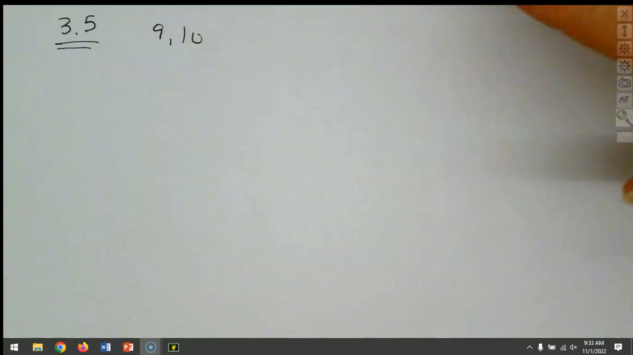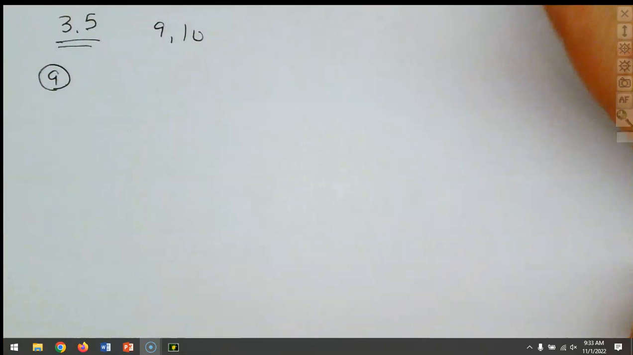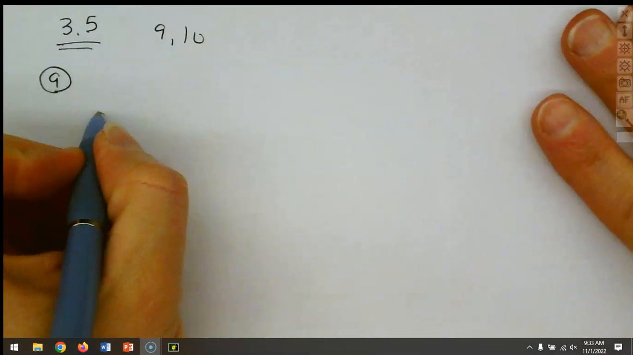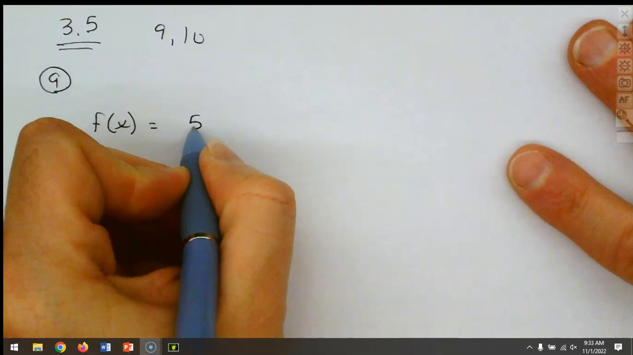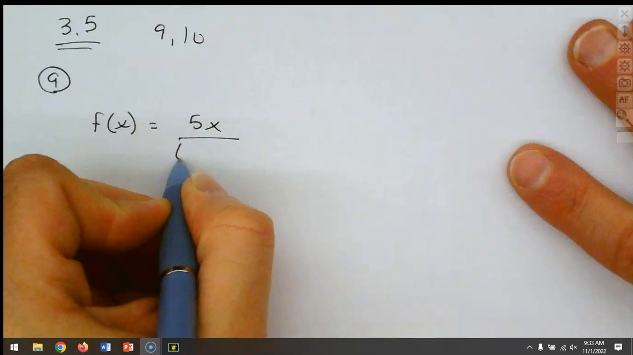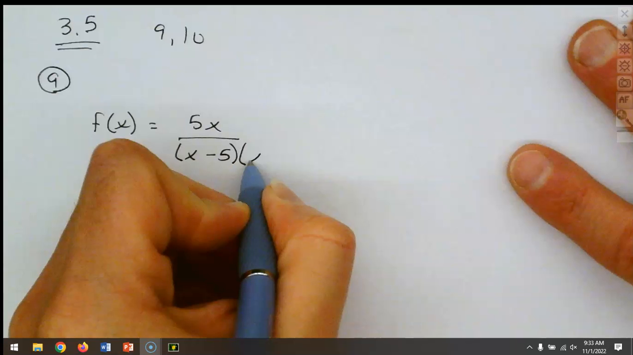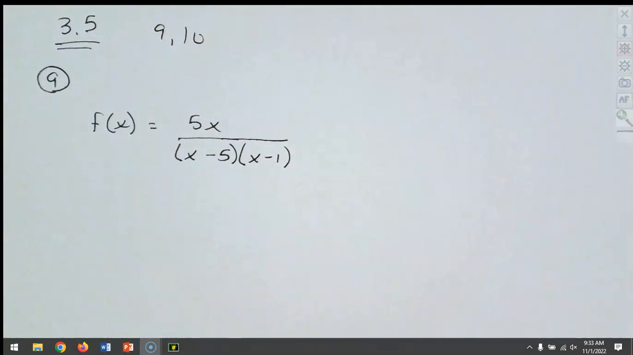So we're in 3.5, and we're going to look at question number 9. Okay, and we're going to try to graph this function. So we've got f of x equals 5x over (x minus 5)(x minus 1). So for this, remember, we have a step-by-step procedure.